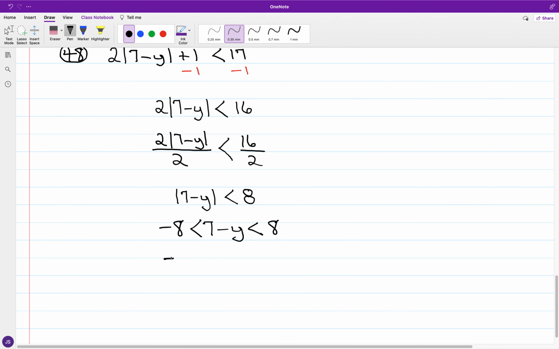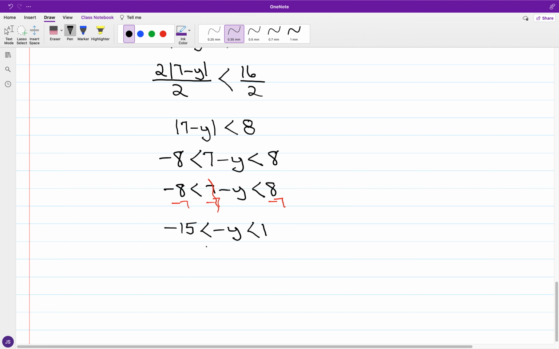Okay, so for what we have here, if we look at isolating the y, we can undo the presence of 7. Taking 7 away from both sides, we have negative 8 minus 7, so this becomes negative 15. And we have that negative 15 is less than negative y, which in turn is going to be less than 1. Now again, I'm not solving for negative y, but for y instead.